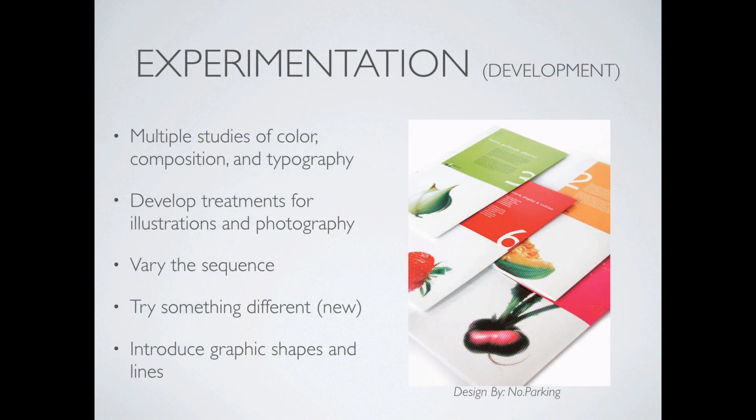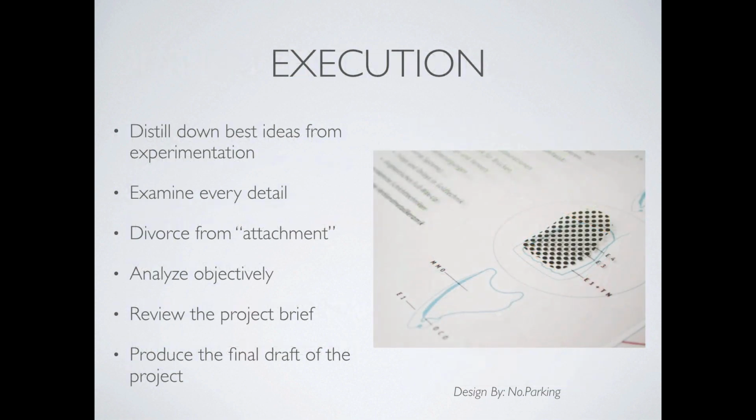And then, of course, you get into the experimentation phase, where you try out a bunch of different things. You try different colors. You try different compositional strategies. You try different typefaces. What's feeling right? What's not feeling right? Iteration. Ask your neighbor. Come back. Do some more. Change it. Ask somebody else. That whole feedback loop is really, really important. Vary the sequence. Try something new. Introduce graphic shapes as necessary. We'll go into this in a lot more detail in the coming lectures in terms of what specifically you would do as part of the design process.